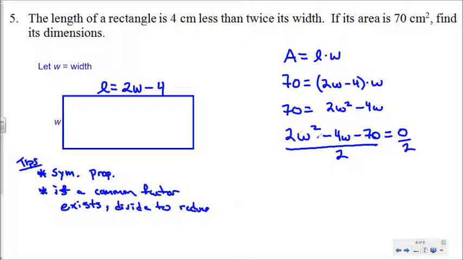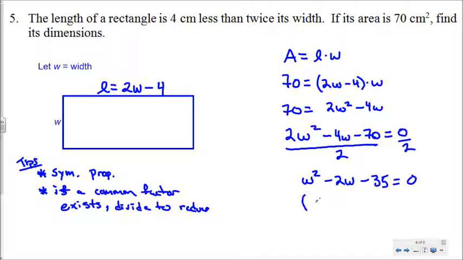If I divide everything on the left-hand side by 2, I'd end up with w squared, because I'm dividing by 2. 4 divided by 2 would give me 2, and 70 divided by 2 would give me 35, which would equal 0 divided by 2, which is still 0. So what I've done is just made this slightly more complicated quadratic equation easier to work with.